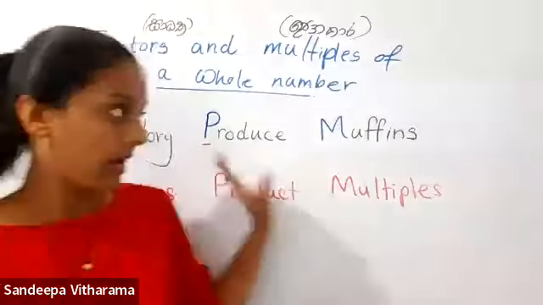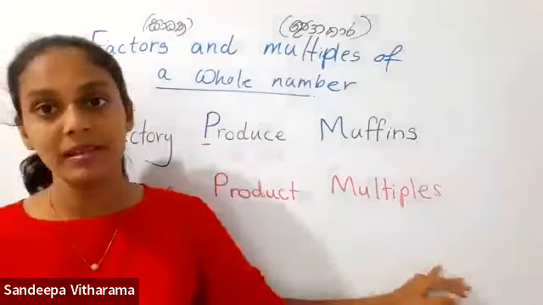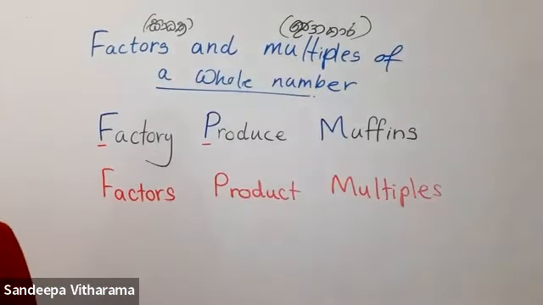Okay, I will explain this using an example. Before that, please write this down. Then after that you will be able to identify the factors and multiples separately.